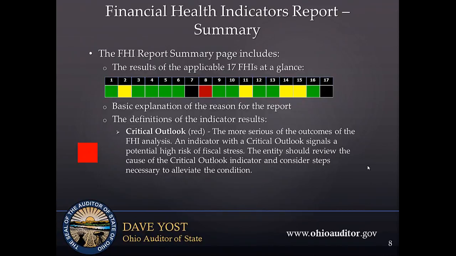The Financial Health Indicators Report itself will talk about what those sections include. First, at the top of the page, there will be a summary so that you can see all 17 financial health indicators at a glance, as demonstrated on the screen. There will be a basic explanation for the reason for the report and the definitions of the indicator results. Critical outlook, or red, is the more serious of the outcomes of the financial health indicator analysis. An indicator with a critical outlook signals a potential high risk of fiscal stress. The entities should closely review the cause of the critical outlook indicator and consider steps to alleviate this condition.